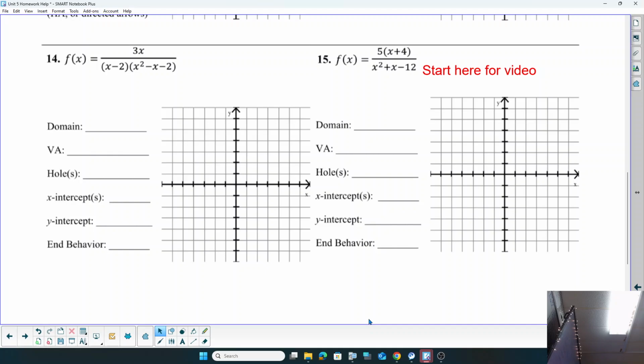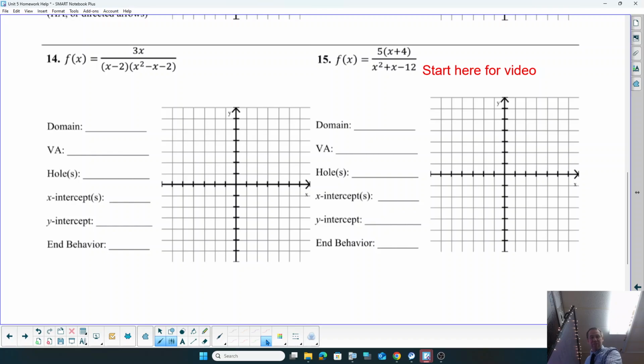So we are finishing off 5.5, then getting ready with our practice test. Let's see, starting here for the video. Okay, that's helpful. So we're going to start off with number 15 next. Don't forget to factor the top and the bottom, right? Factor the top and the bottom.